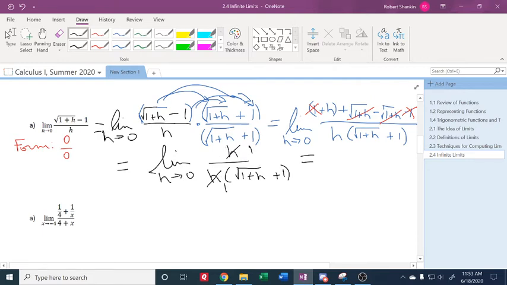Plugging in the 0 now, I'll get a 1 on the top. 1 plus 0 is 1. Square root of 1 is 1. 1 plus 1 is 2. There I go. 1/2.